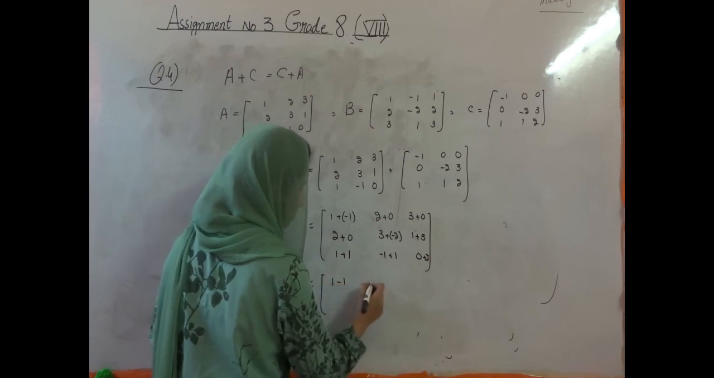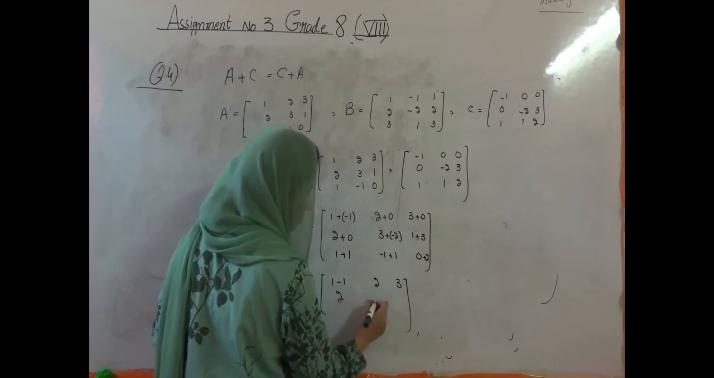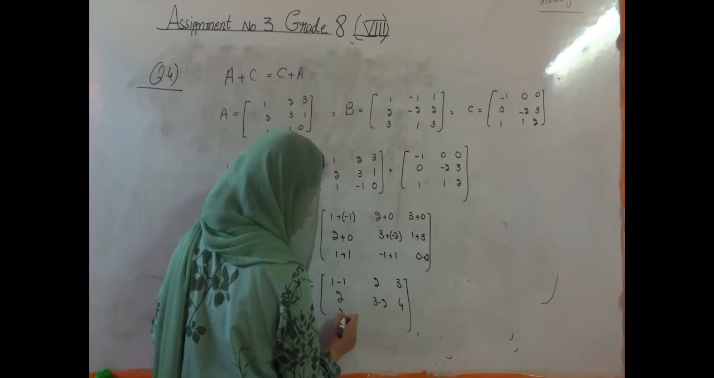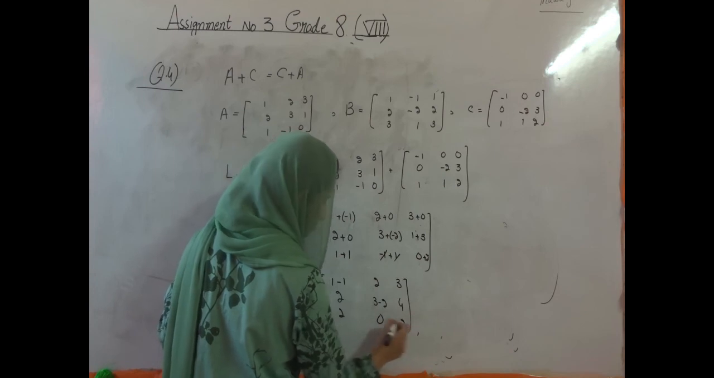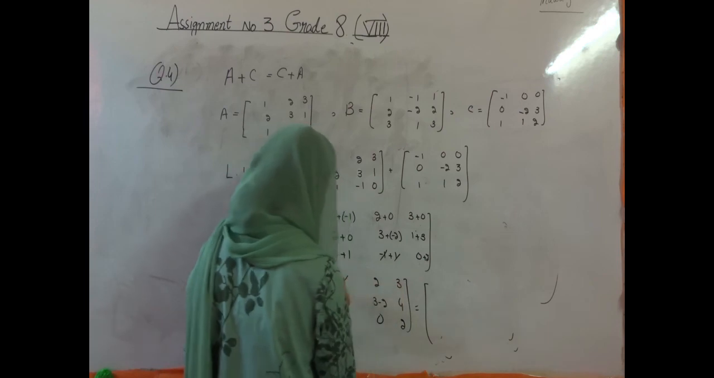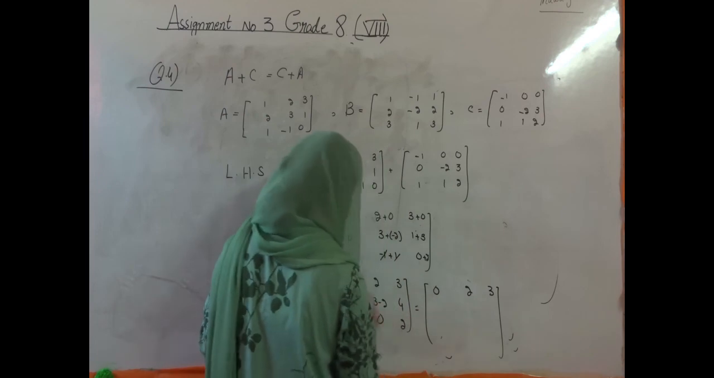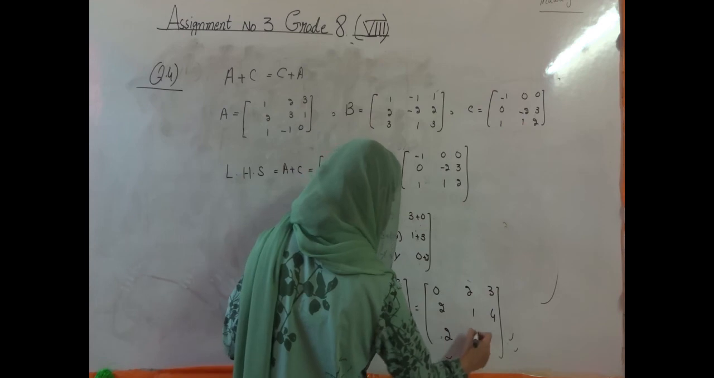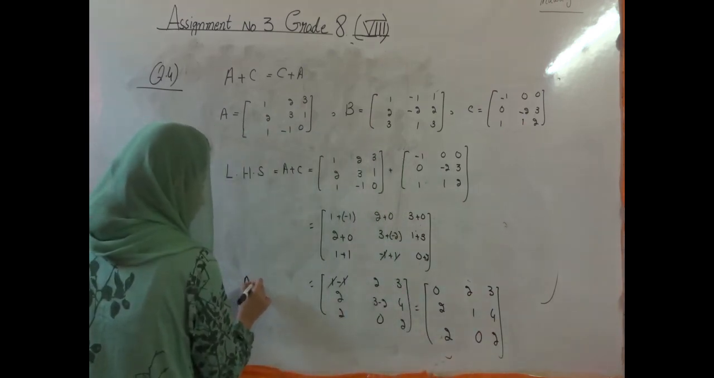1 minus 1, 0. 2, 3 plus 0, 3, 2 plus 0, 2, 3 minus 2, 1, 3 plus 1, 4, 1 plus 1, 2, minus 1 plus 1 cancels, just 0, 0 plus 2, 2. And the final answer will become 0, 2, 3, 2, 1, 4, 2, 0, 2. This one is the left hand side.